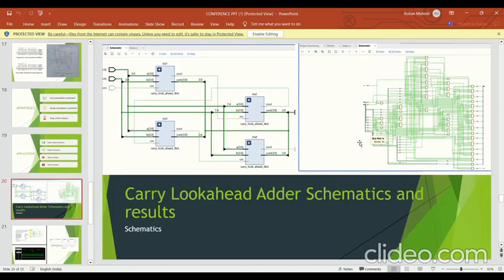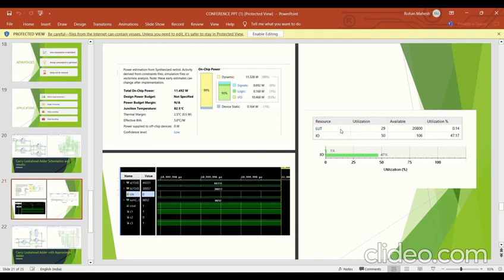We have used the Vivado Xilinx tool in order to compare the area and power consumption and the number of LUTs used along with the input-output devices. This is a schematic diagram of the traditional carry lookahead adder. Here, as we can see, the LUTs used in the traditional carry lookahead adder is 29. Input-output devices used are 50, and the total power consumption is 11.492 watts.